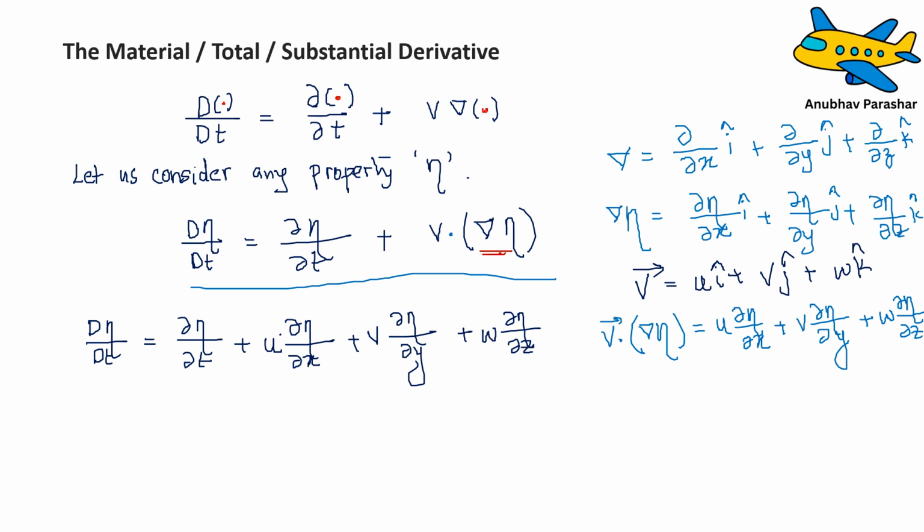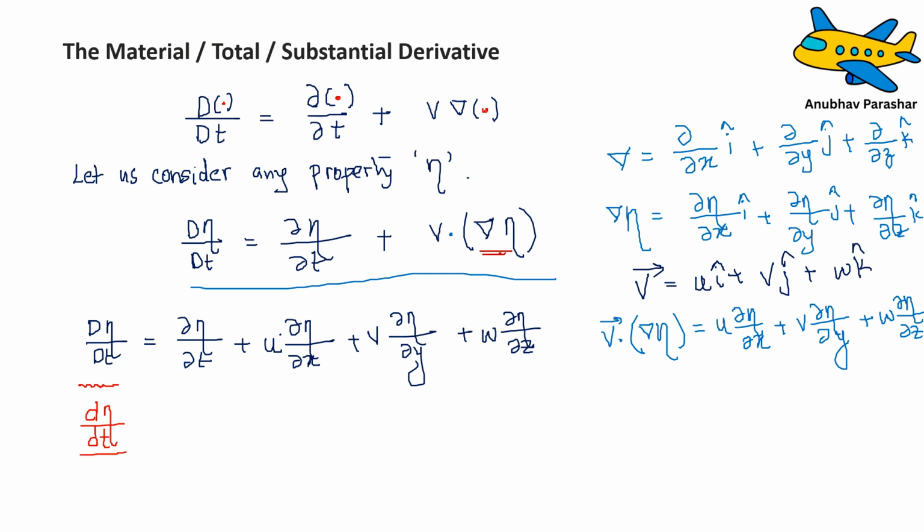So this is how the operator looks. Now try to understand what the individual terms represent. This term is simply the rate of change of eta. So whenever we write it this way, it is similar to d eta by dt, differentiation of eta with respect to time, right?